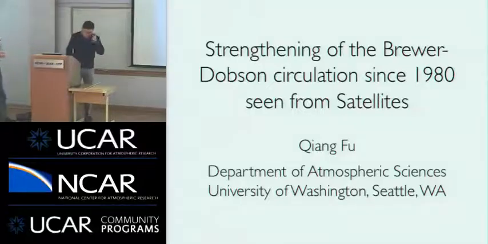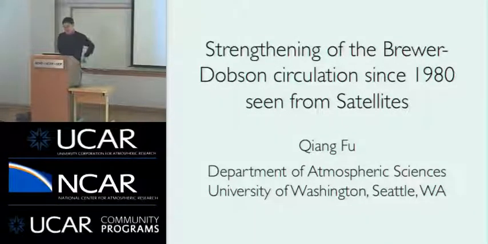Okay, so Qiang got his PhD at the University of Utah, working with Professor Quonan Liao, a very famous professor, doing atmospheric radiation and working on cirrus clouds. He's been at the University of Washington since 2000. He's now a full professor at the University of Washington.